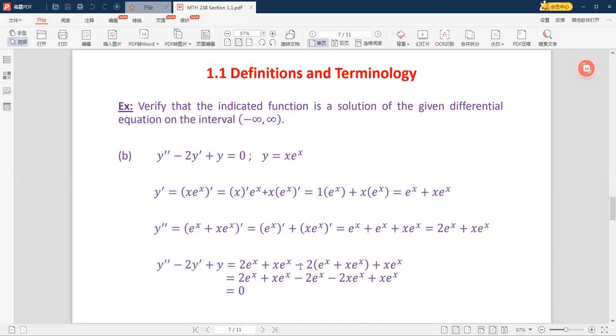So then we just combine those terms. You just distribute the negative 2 in here. So we get negative 2 e to the x minus 2 times x e to the x, and copy down all the other terms. And then you can see we have a bunch of terms that cancel. So we get 2 times e to the x minus 2 times e to the x. So they cancel completely.